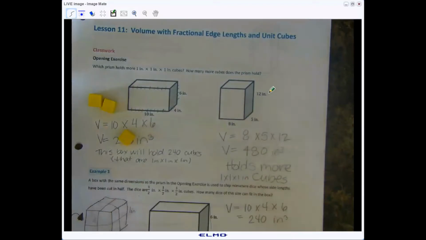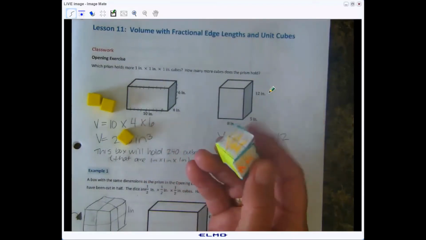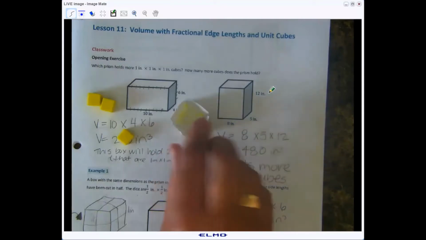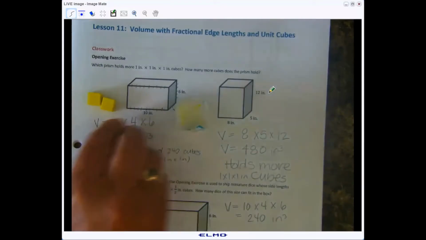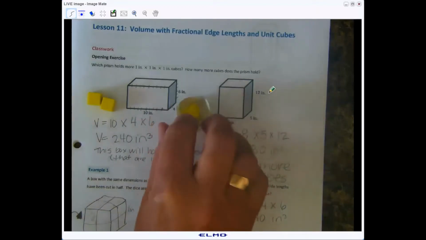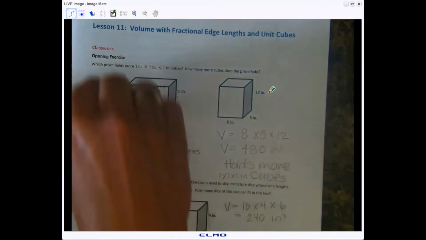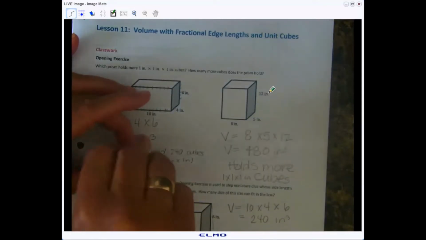So if I wanted to measure this little box here, a little box that I made out of paper, I actually made that for another class. If I wanted to know what the volume of that box is, I'm going to basically pack this with cubes and see how many it will hold.